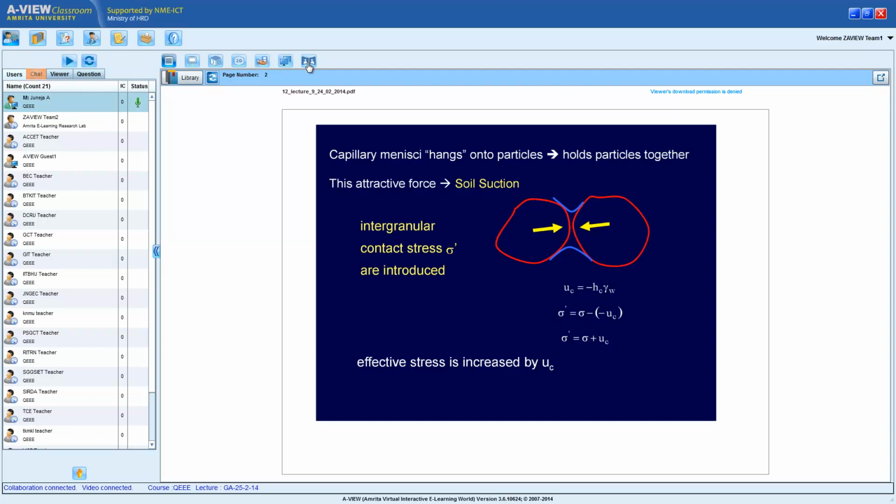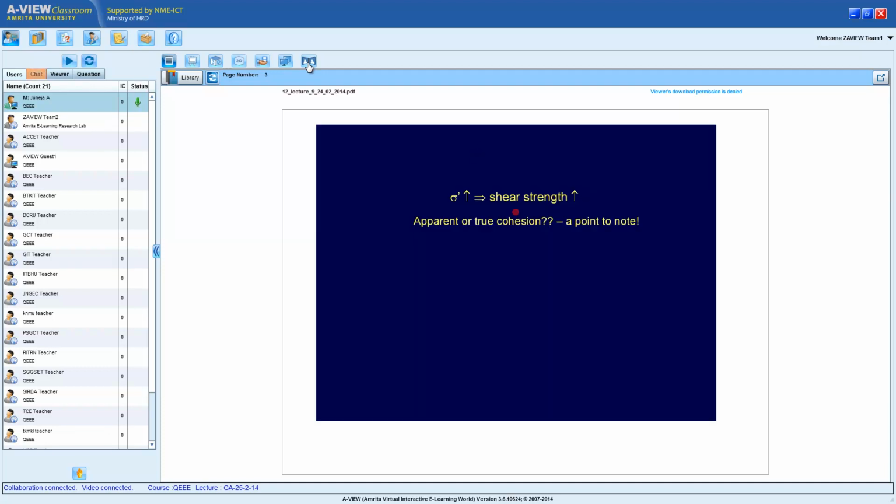So what were the consequences of this effective stress increase? The very first one: the increase in effective stress would cause an increase in shear strength. In other words, if you are doing a direct shear test or triaxial or any other shear test on a partially saturated soil, you would find that the strength of the soil is higher than the strength you would have measured for a saturated soil or a dry soil. So I repeat, if your soil has capillarity, the strength parameters would be greater.